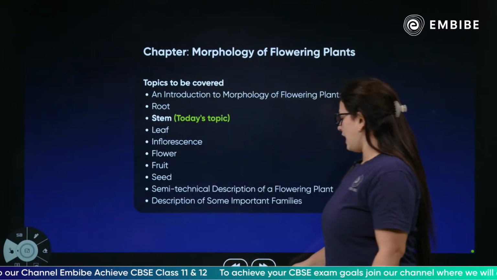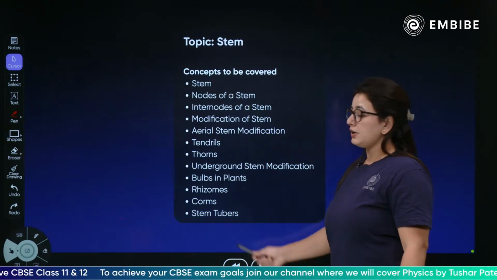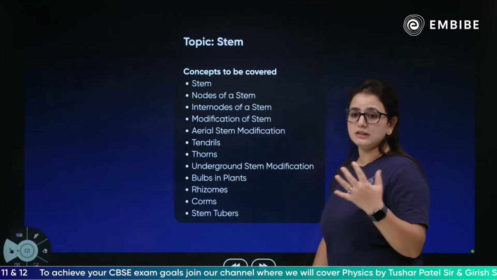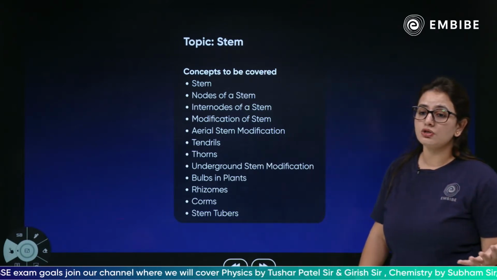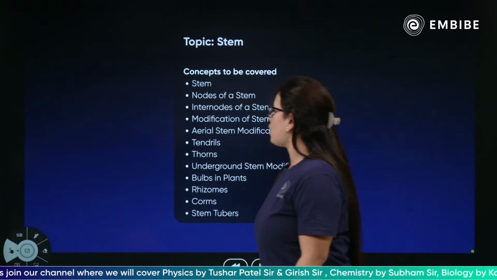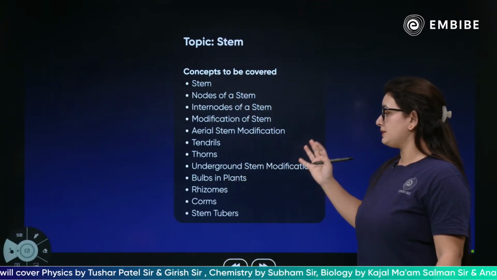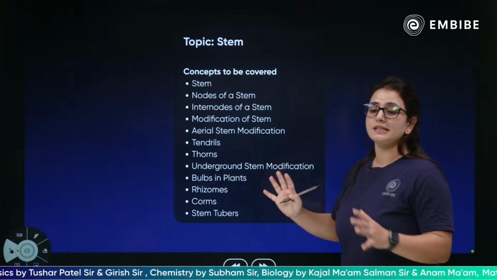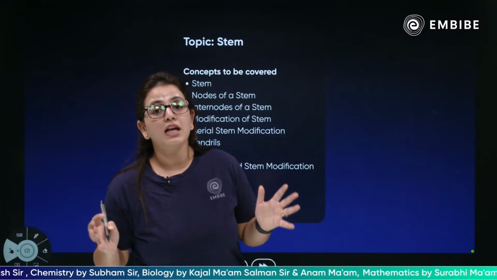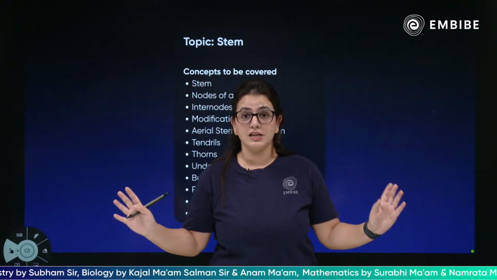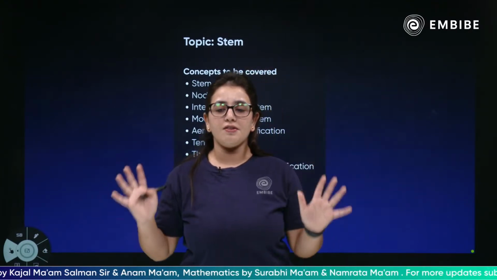Moving forward, next we have today's topic. Today we're going to cover the concepts related to these things. We're going to discuss the stem, the nodes of a stem, the internodes of a stem, and the modifications: aerial stem, tendril, thorns, underground stem, bulbils, rhizomes, corms, and stem tubers. Yes, so in detail we're going to discuss everything related to stem, so that the next time you have a session, which is of course the practice session related to the stem, you will be well prepared with everything.